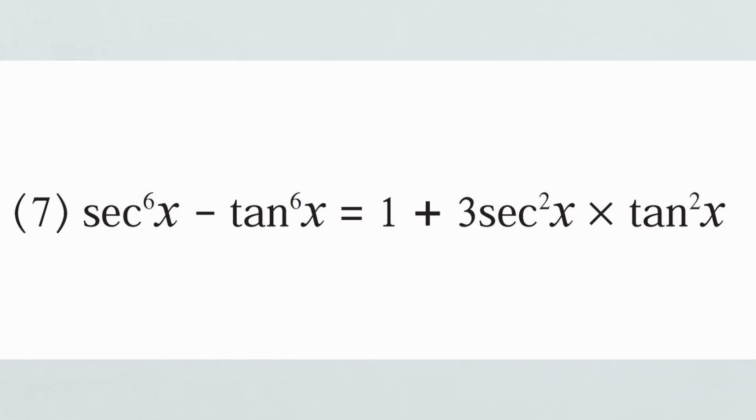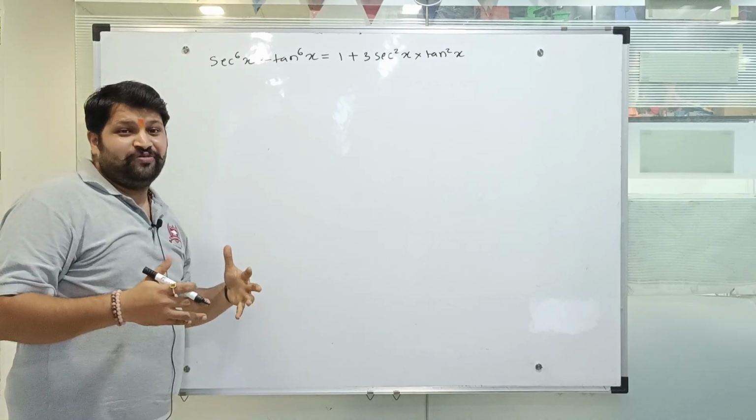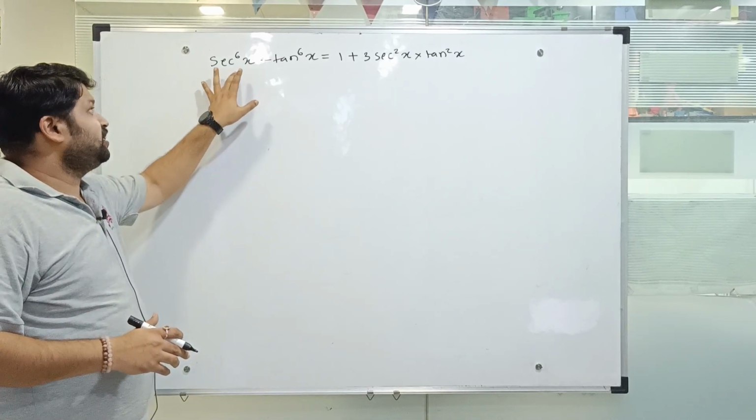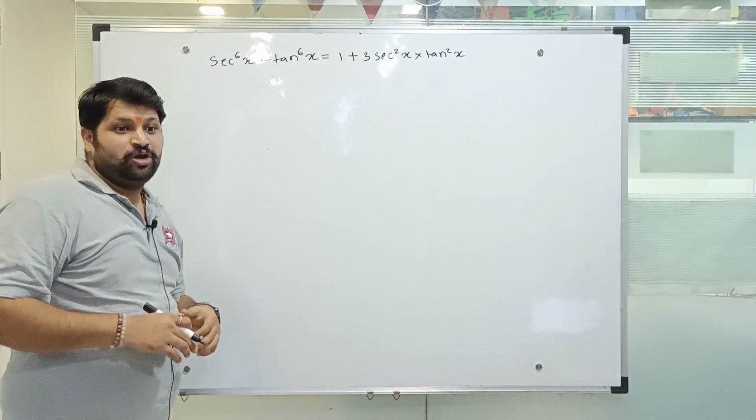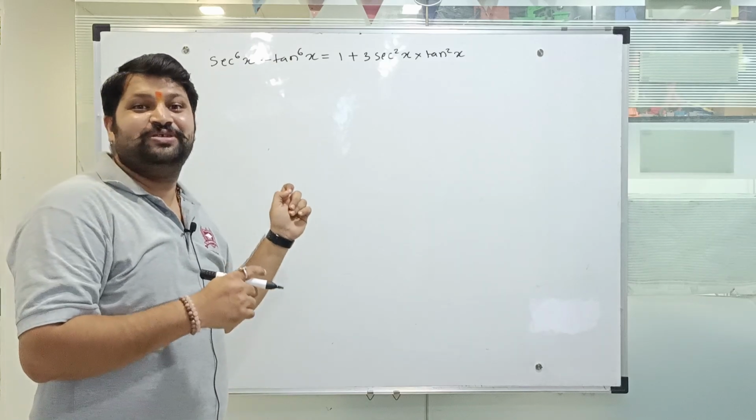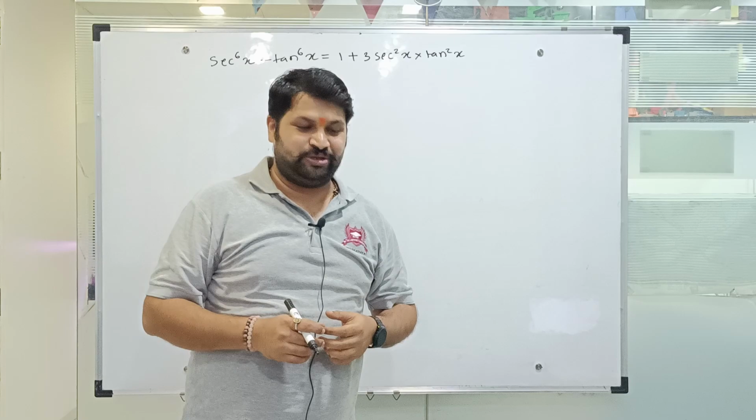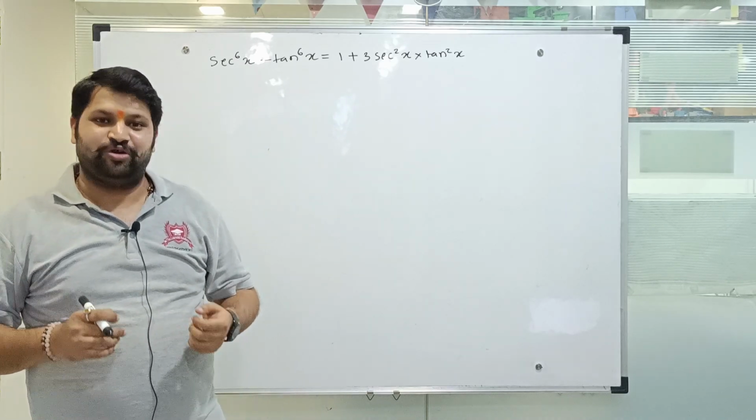This is from problem set 6, sub question 7 of question number 5. Let us prove the following. The question is like this: sec to the power of 6 x minus tan to the power of 6 x is equal to 1 plus 3 times sec square x multiplied by tan square x. The part of the problem here is this sec to the power of 6 and tan to the power of 6. Most of the students panic because they see something to the power of 6 and they've never dealt with it. So now let us see what we are going to do here.